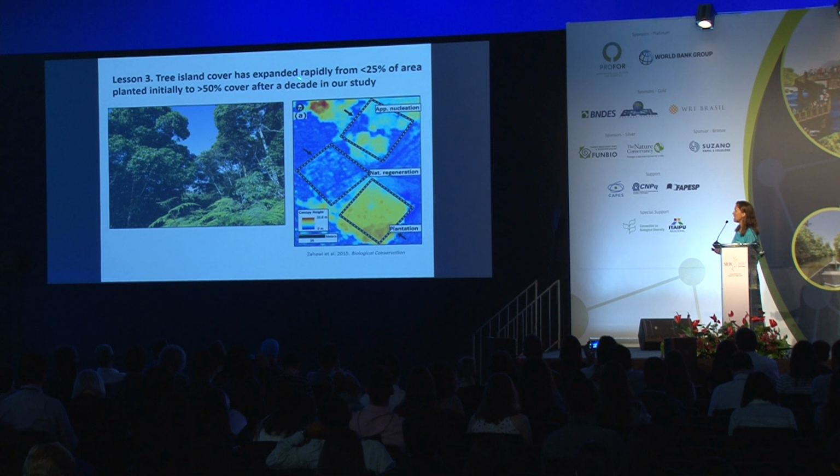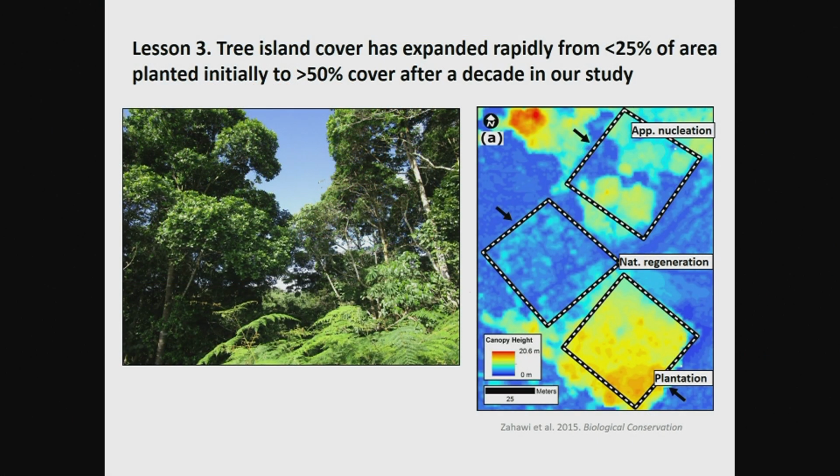So I don't have later data on the islands because over time they've all changed sizes and they've sort of coalesced now, so I can't really say at this point that there are small, medium, and large islands. Which gets me to our third lesson. We found that originally tree island cover has expanded rapidly. We planted less than 25% of the area, but now in most of our sites, the tree cover is over 50%. And so we have these tree islands that are expanding partly due to the growing canopy and partly due to recruitment along the edges.